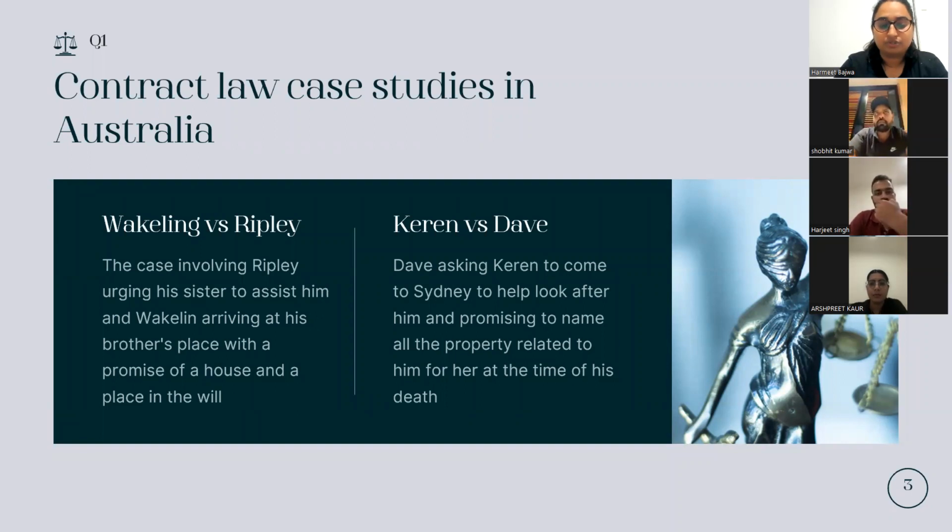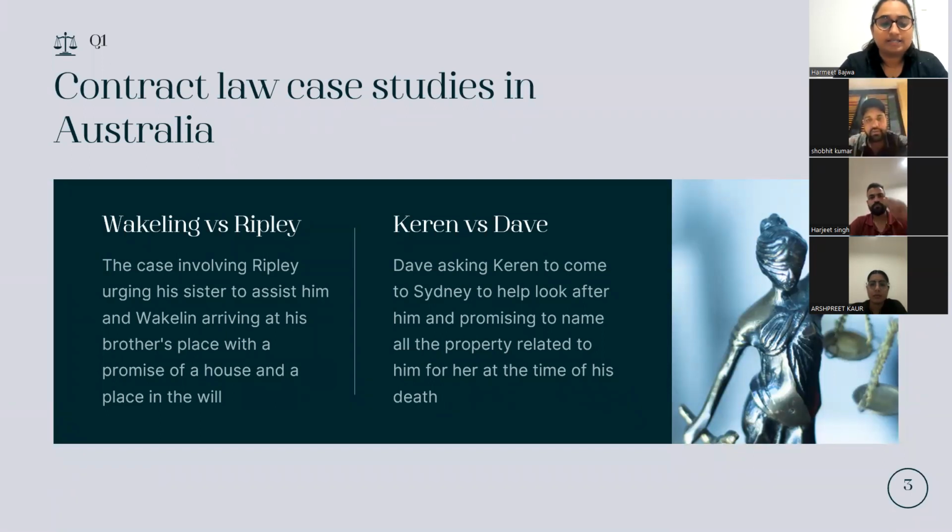Firstly, it highlights the importance of offer and acceptance in the formation of a contract. In this case, Dev made an offer to Kiran by promising to leave all the property related to him to her at the time of his death, and Kiran accepted the offer by agreeing to assist him in caring for him. This indicates a valid contract was formed between the two parties. Kiran provided consideration by agreeing to assist Dev in caring for him, and Dev provided consideration by promising to leave all the property related to him at the time of his death.